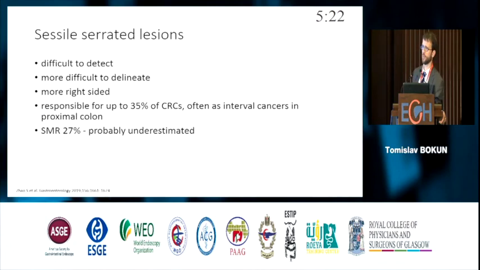So sessile serrated lesions, as I said, new kids on the block, they're responsible for up to 35% of colorectal cancers. They are difficult to detect, they're more difficult to delineate, and they're more right-sided. And we miss them to a slightly bigger extent than adenomas, but this is probably underestimated.